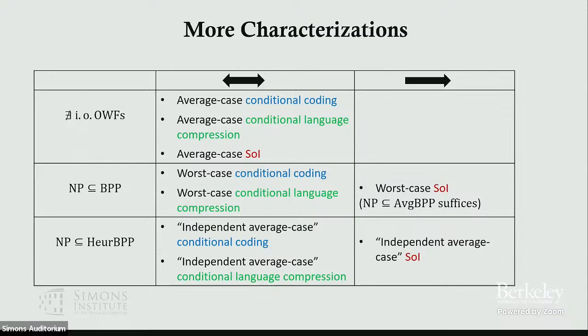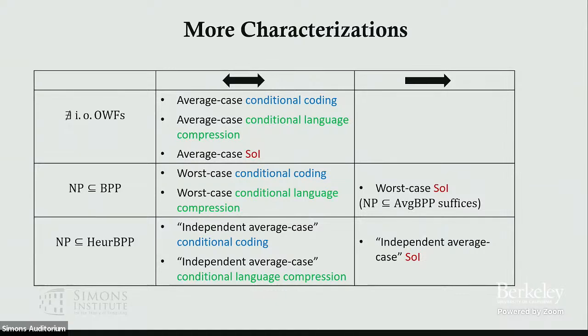Finally, I want to mention some other results that we have in our paper. I just showed you in this talk that we can characterize the nonexistence of one-way functions using average case conditional coding and average case symmetry of information. But in the paper, we also show that they are equivalent to something called average case conditional language compression, which is some version of the language compression theorem in Kolmogorov complexity. So language compression is another important property of Kolmogorov complexity.